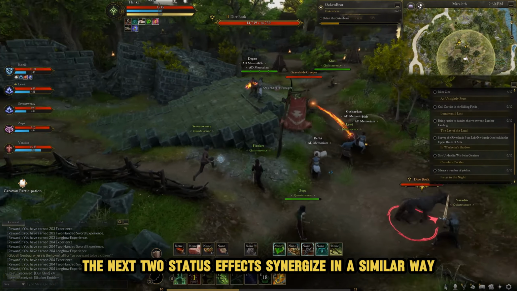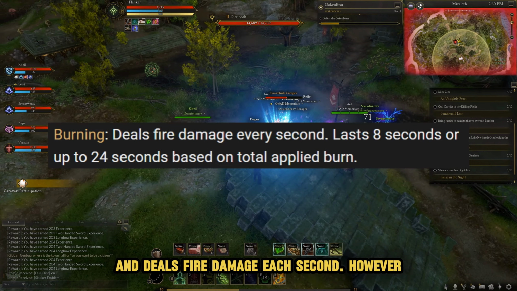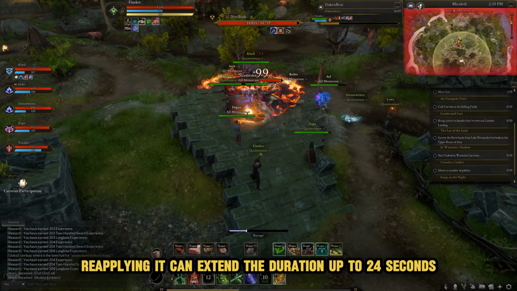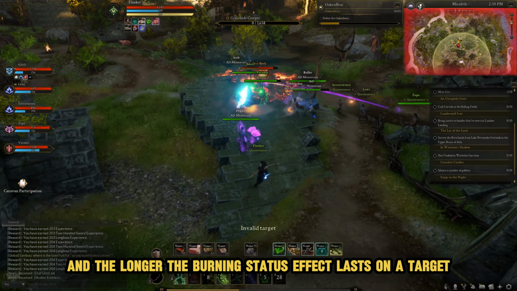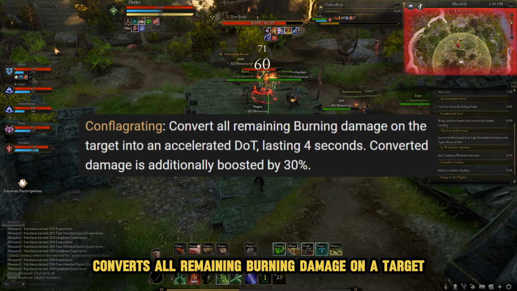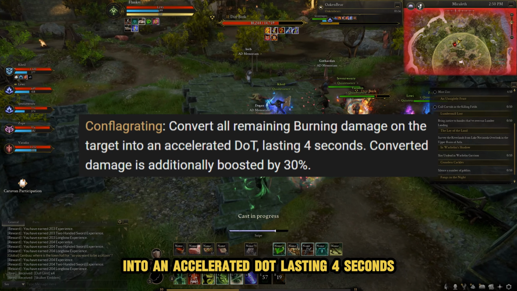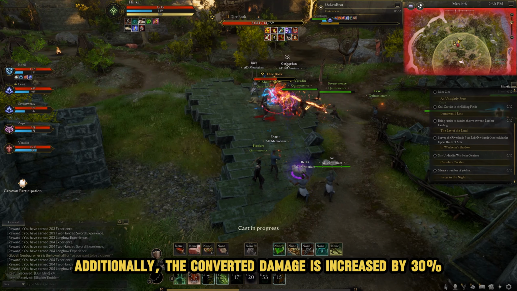The next two status effects synergize in a similar way. Burning lasts for 8 seconds and deals fire damage each second. However, reapplying it can extend the duration up to 24 seconds. And the longer the burning status effect lasts on a target, the stronger the conflagrating effect will be. This effect converts all remaining burning damage on the target into an accelerated DoT lasting 4 seconds. Additionally, the converted damage is increased by 30%.